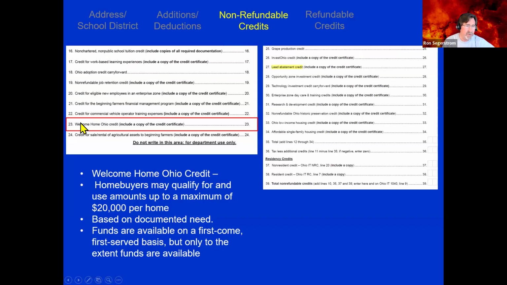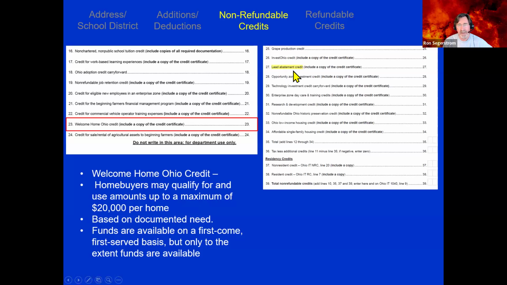Okay, more credits. This one might come up, the Welcome Home Ohio credit. Basically, if you buy a new house and you're one of the first 500 applicants, you can get up to $20,000 per home on a first come, first served basis, but only to the extent the funds are available. If they fund it to $1 million, or I think it's like 5 million or something like that, it's basically first come, first served. If you buy a house, you can apply for that credit.